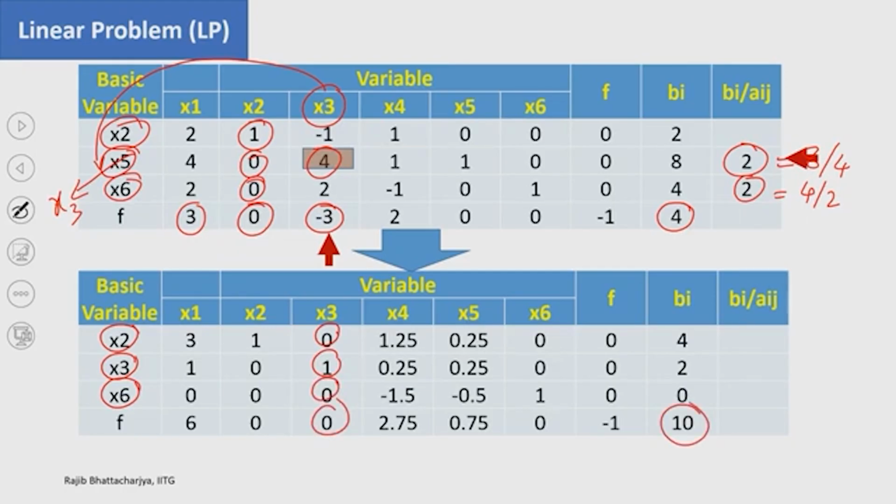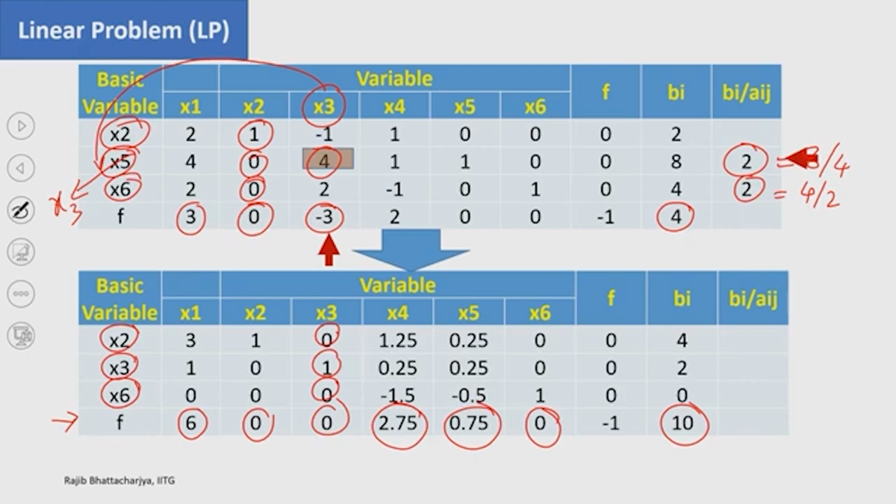Solution you are getting -10. Okay. So now if you look at the last row, that is the objective function row. You can see the coefficient of x1 is positive, the coefficient of x2 is 0, the coefficient of x3 is 0, x4 is 2.75, x5 is 0.75, and x6 is equal to 0. That means there is no negative coefficient. Therefore, you will not get any improved solution.